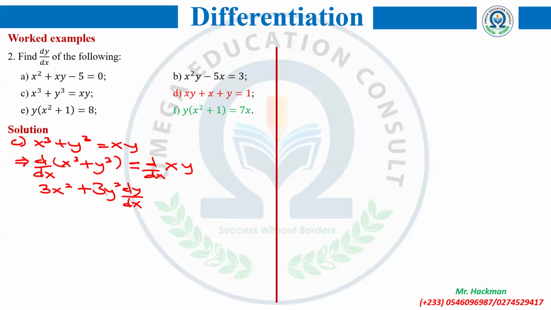If we're finding d dy of y cubed, then you get the 3y squared without the dy dx. But here it is d dx of y cubed. So you are done with the left-hand side differential.